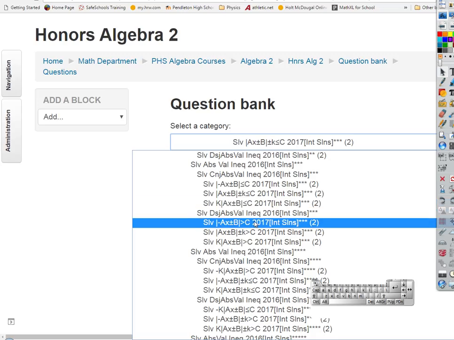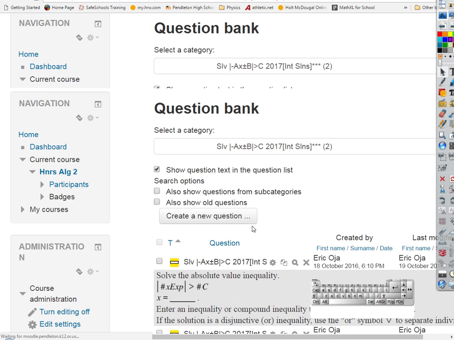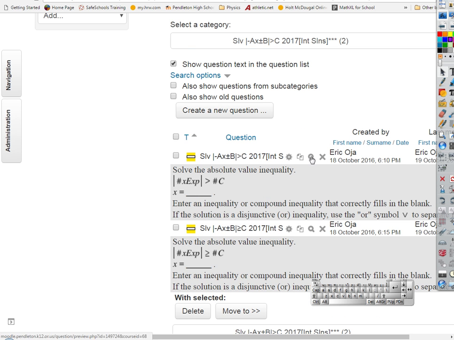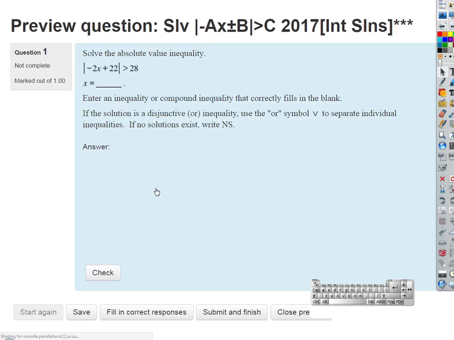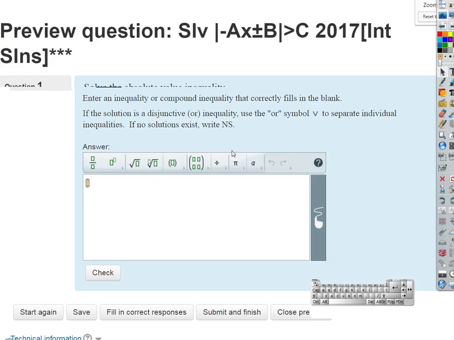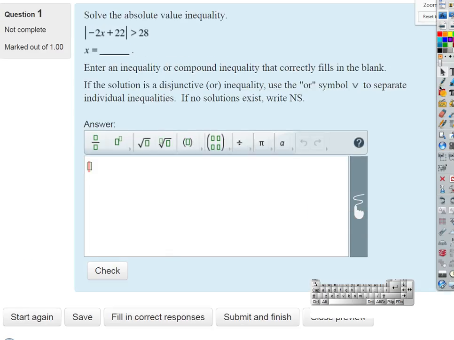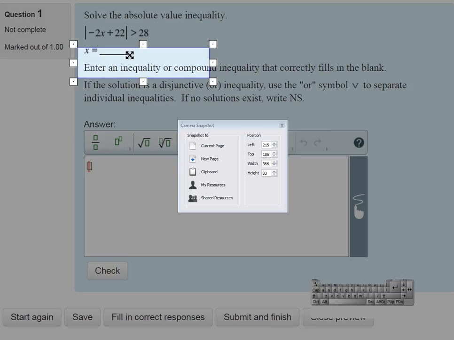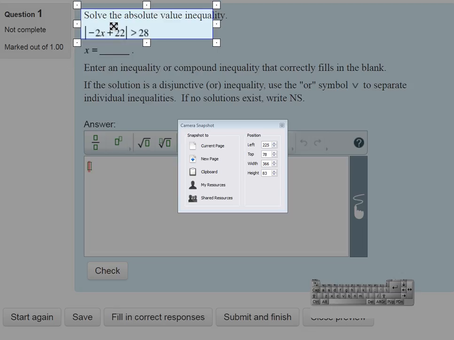Okay, how about this? This is a good one. Let's try this one. Okay, here we go. We're doing this guy. No, it's the bottom one. Bottom.